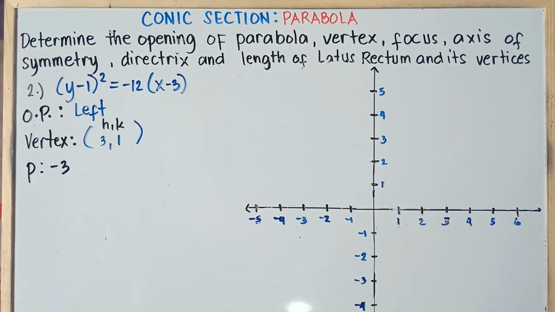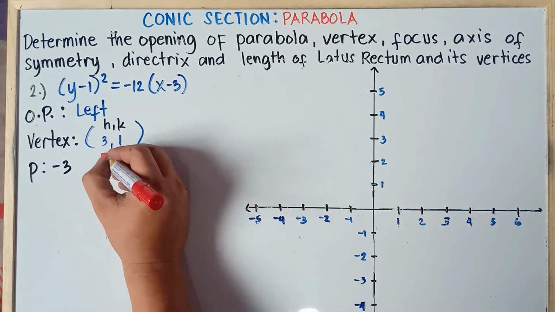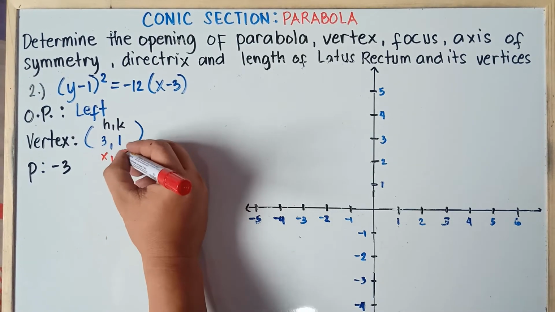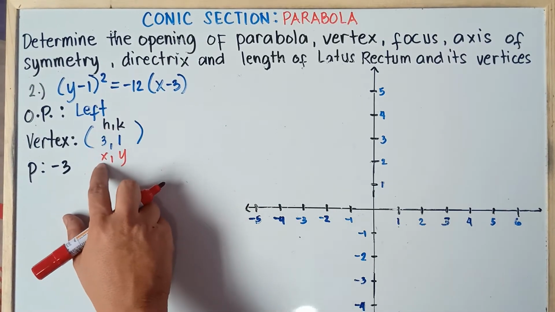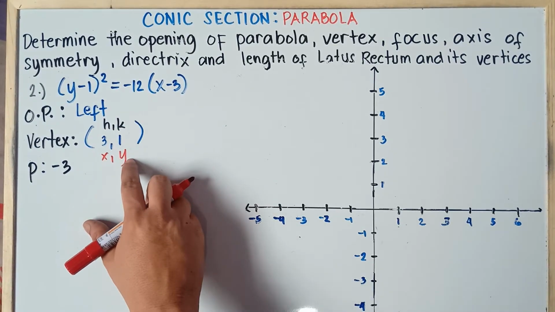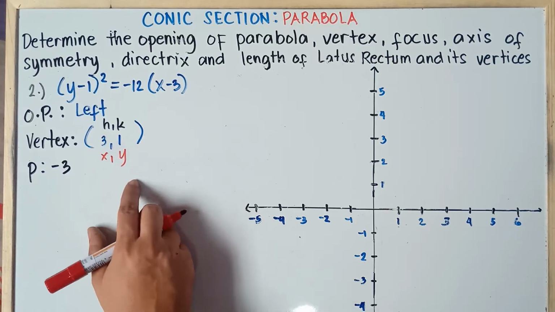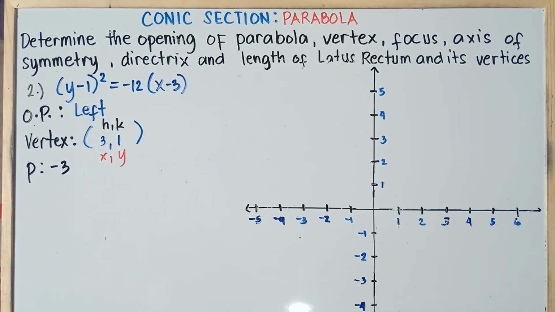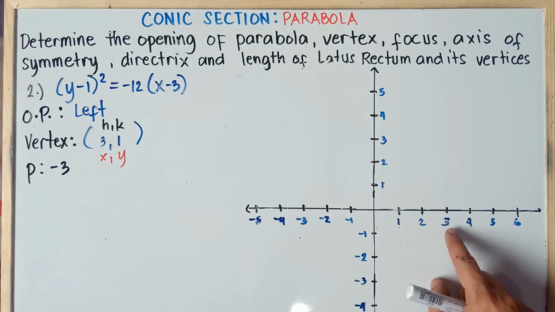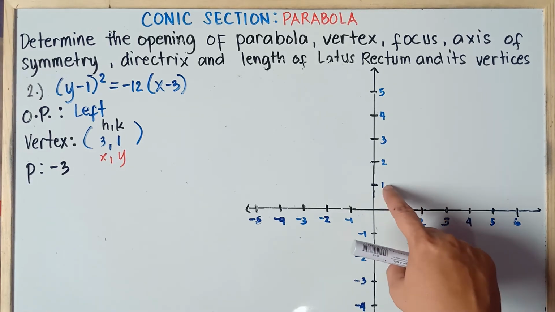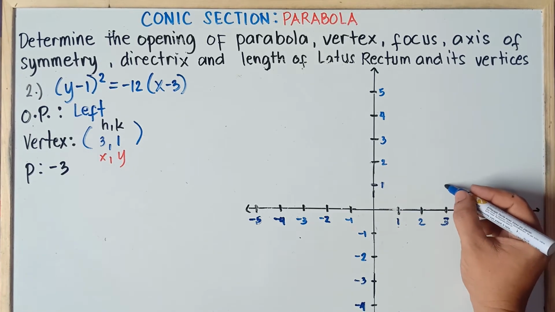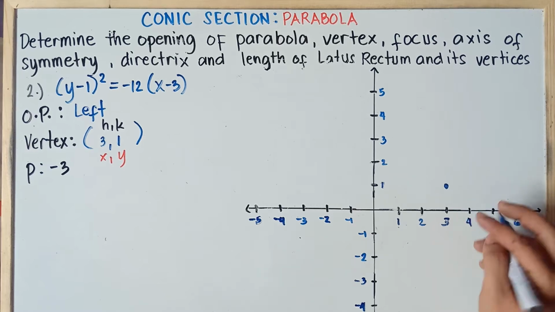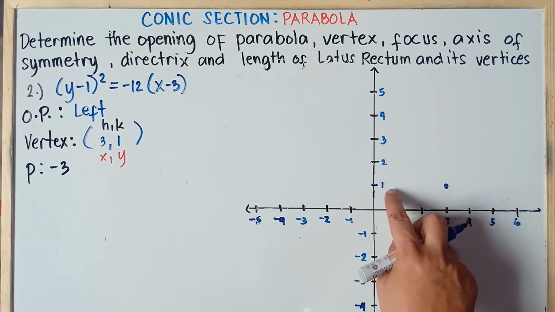Once again, class, 3 here will be our x. And 1 here will be our y. Your h, that would be your x. Your k, that would be your y. So x equals 3, and then y equals 1. Now, where is that, class, in the Cartesian plane? Where is positive 3, then positive 1 for y? That's correct. So this will be our vertex.